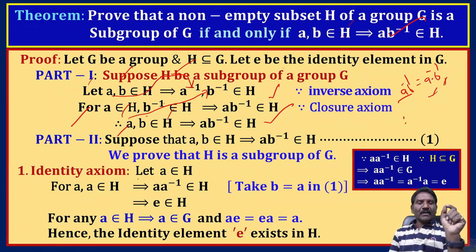Second, part 2. Sufficient condition. Suppose A, B belongs to H gives AB inverse belongs to H. We prove that H is a subgroup of G. It is enough to prove that H is a group. H is a group means H satisfies 4 conditions: closure, associative, identity and inverse. Next, first one is identity axiom.